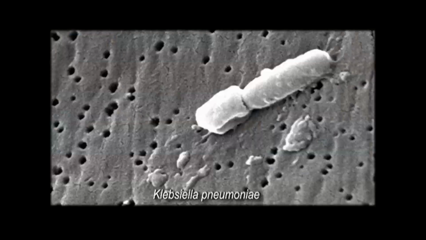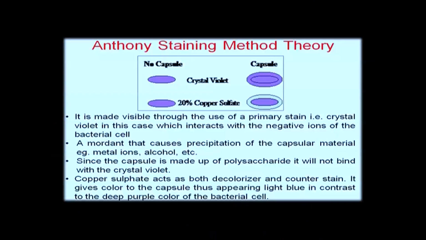Capsules are extracellular material which is present outside the bacterial cell. It is generally present in certain pathogenic bacteria like Klebsiella pneumoniae. Now, what is the theory behind the capsule staining? We generally follow the Anthony staining procedure, in which we use crystal violet. Now we know crystal violet is a basic stain, so it will bind with the negative components of the bacterial cell.